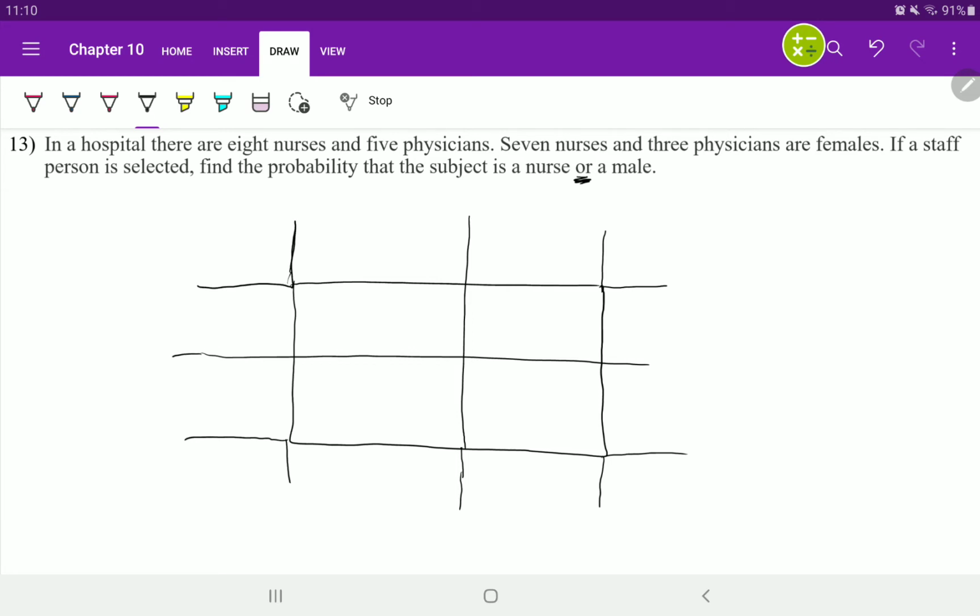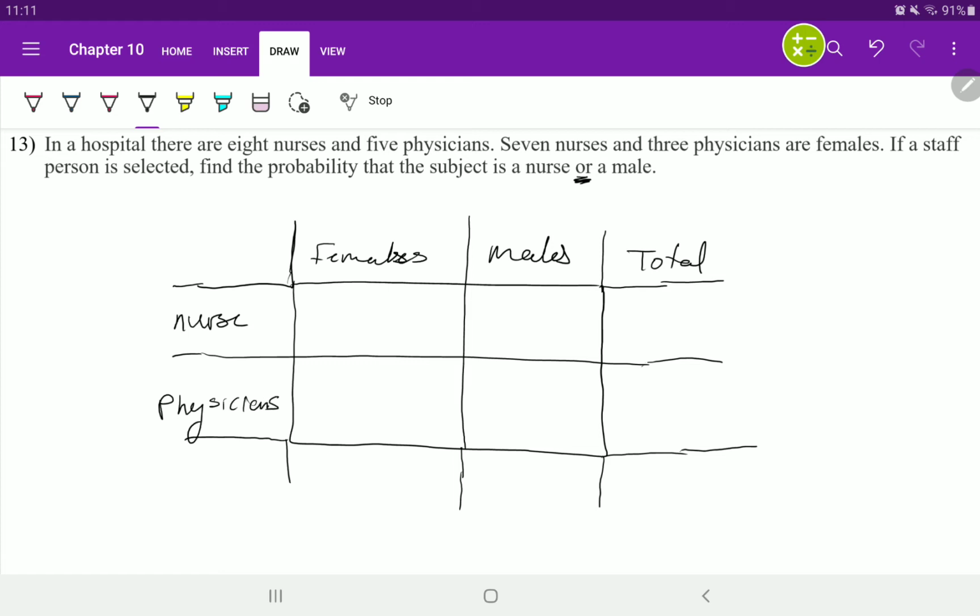So on the top, I'm going to put my gender. I have females, and then I'll have males. And I'm going to call this total. And it's called a contingency table, which you will see in Stats 250. And that's very important also when it comes to Stats 250. And on the side, I'm going to put my nurses and I'll put my physicians. So, nurses, physicians.